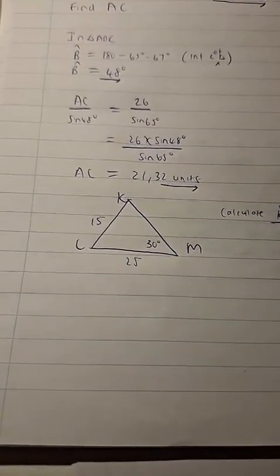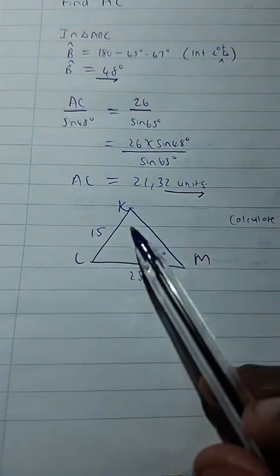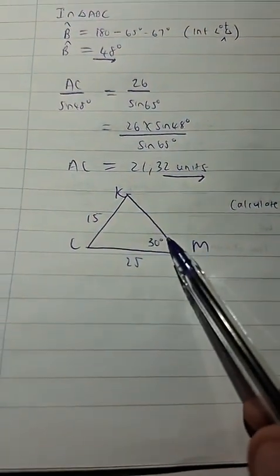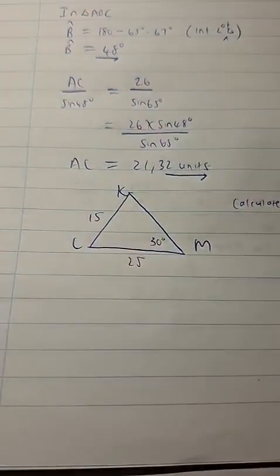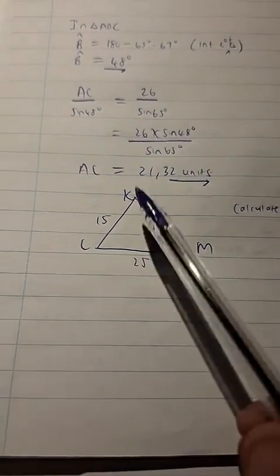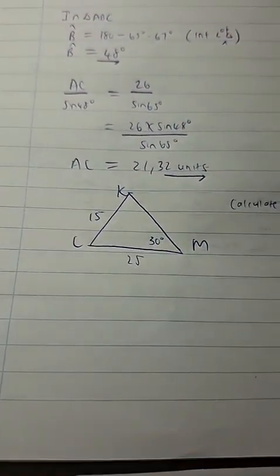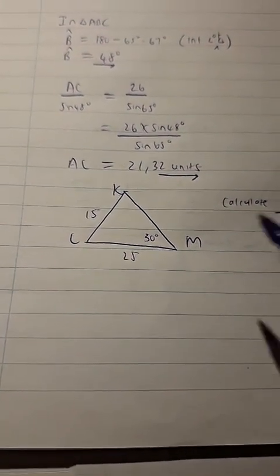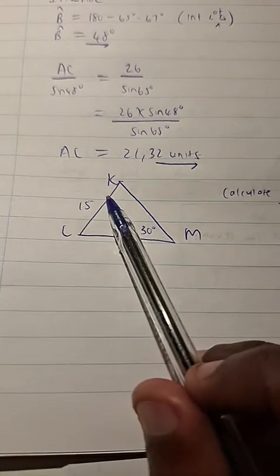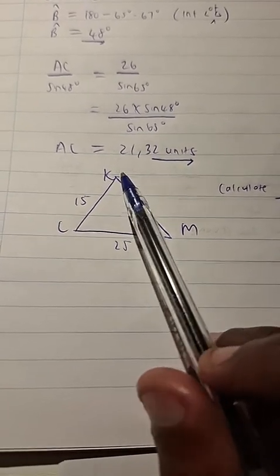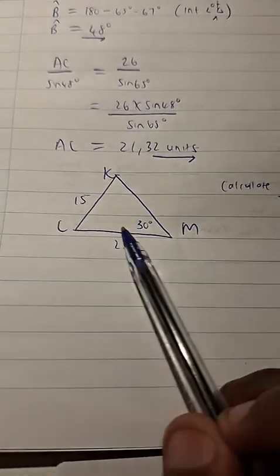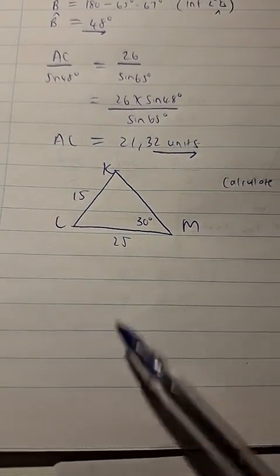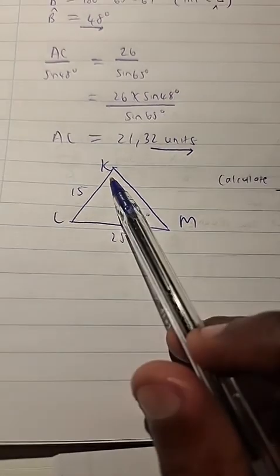Okay, so let's look at the diagram here. We have triangle KLM. We are given 30 degrees, the angle, with a given side opposite to it. So we are already safe because our second fraction will be safe to be set up. What do we want? Angle K. Where is angle K? Angle K is here. Who is it opposite? 25 units, which is the length.